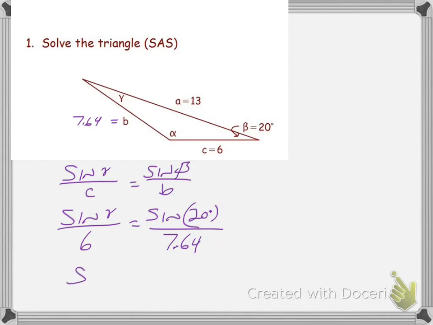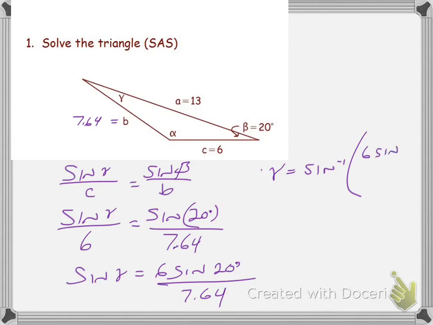So to simplify this, I get sine of gamma is equal to, and if I multiply 6 to both sides, that gets that angle, that sine by itself. And now I can use the inverse sine. So gamma is equal to sine inverse of 6 sine 20 over 7.64. And at this point it's just typing it in the calculator correctly. It is kind of weird because there's a sine inside of this sine inverse, but you can still do that. You have all the parts to type that into the calculator.